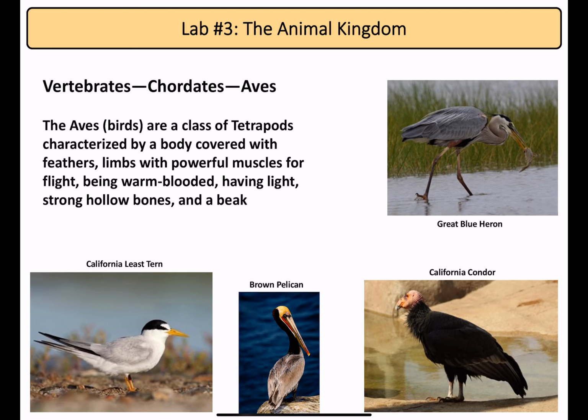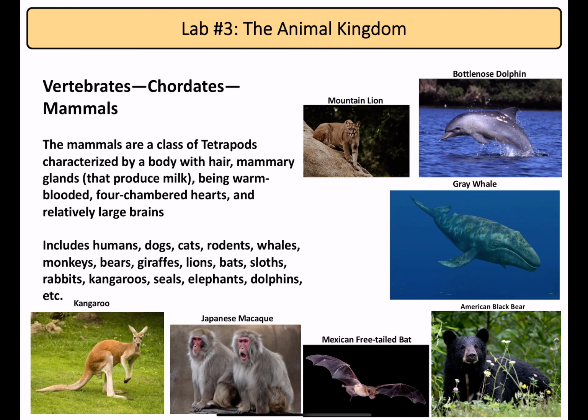Next, we have the birds, also known as aves. And as you would expect, they're characterized by a body covered with feathers, limbs with powerful muscles so they can fly. They're warm-blooded, just like the mammals, and they usually have beaks as well. So all birds belong to this group. I gave you a few examples here: the California condor, a brown pelican, the California least tern, and a great blue heron.